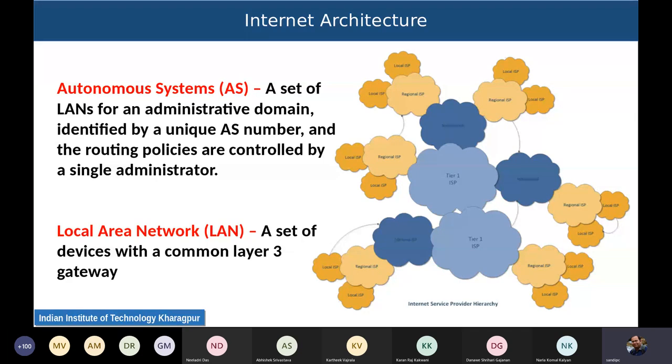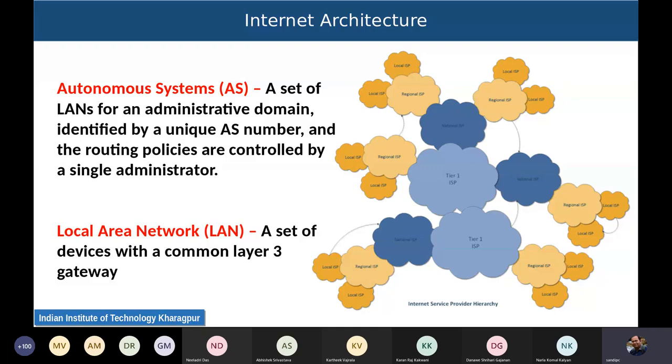Just like the IIT Kharagpur network. We have the CIC, Computer and Informatics Centre, and the CIC decides what the policy is going to be within the IIT Kharagpur network. That is why the IIT Kharagpur network works like an autonomous system. The policy is determined by the CIC.